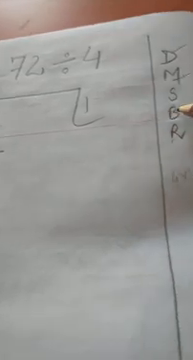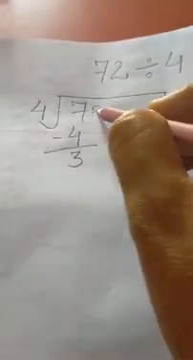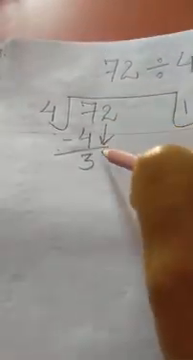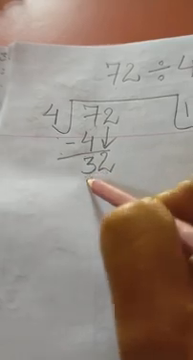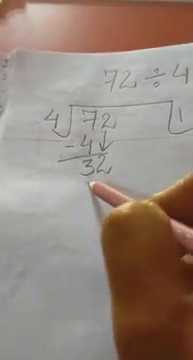Now what is the next step? That is bring down. B for bring down. Next digit in the question is 2. We will bring it down beside it, so it has now become 32. After bringing down, the next step is repeat, meaning all these 4 steps must be repeated again.